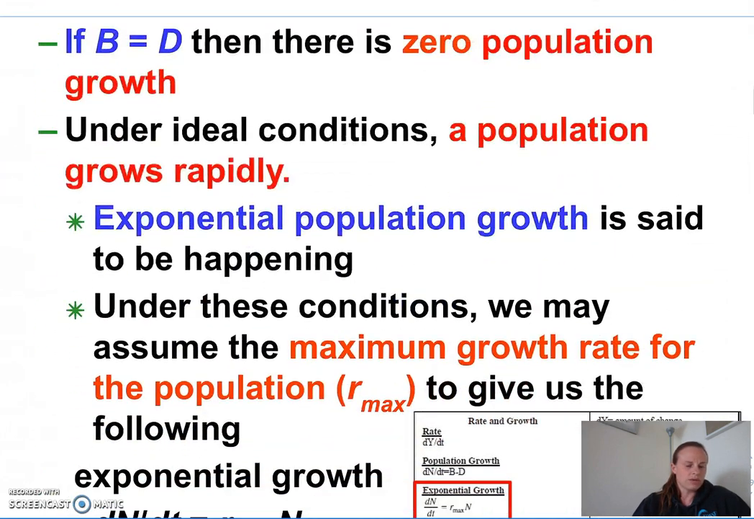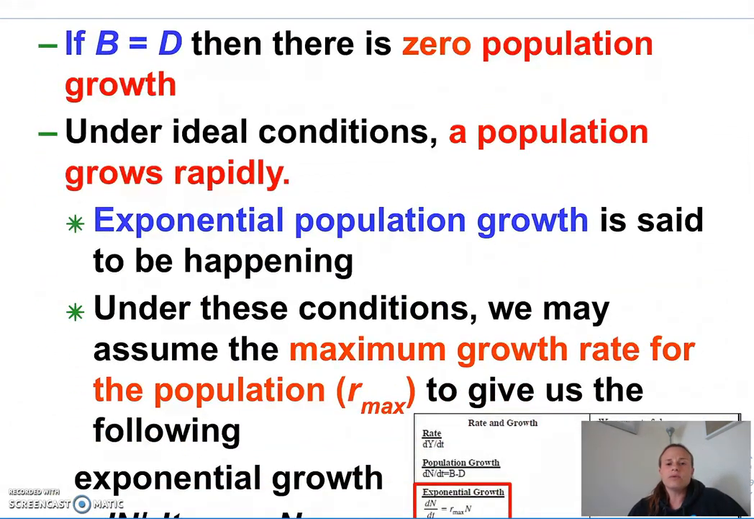So let me ask you this question. If B is equal to D, then there's zero population growth. But if B is greater than D, then there is population growth. If B is less than D, then the population size is decreasing.